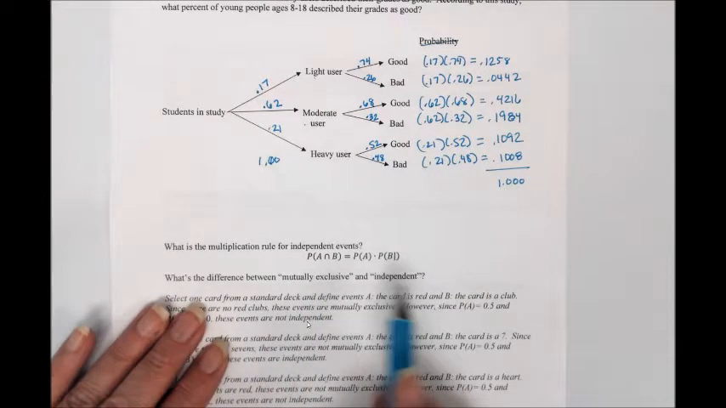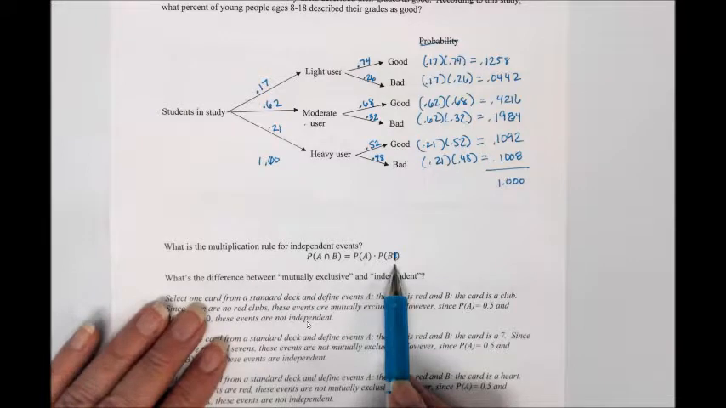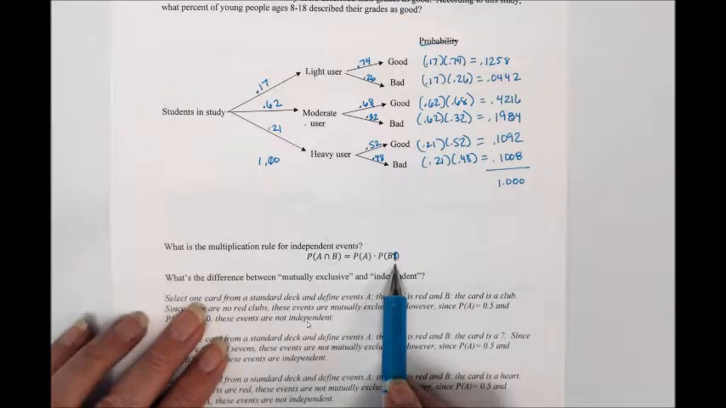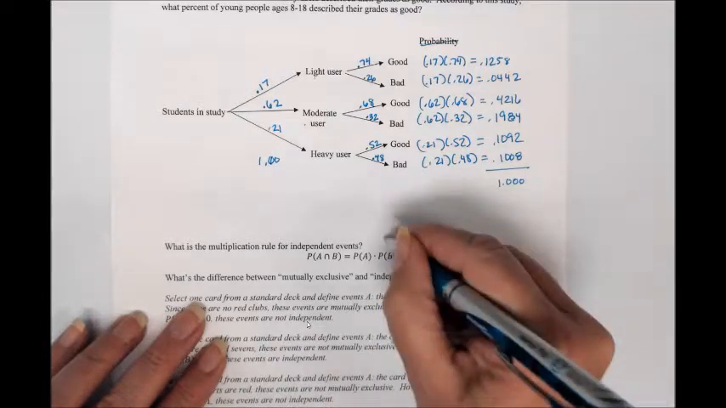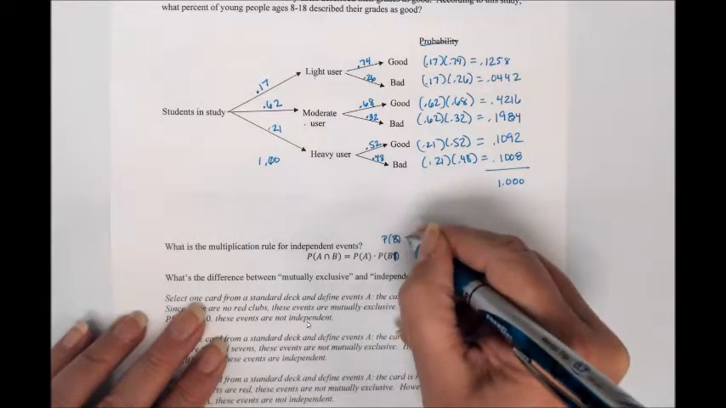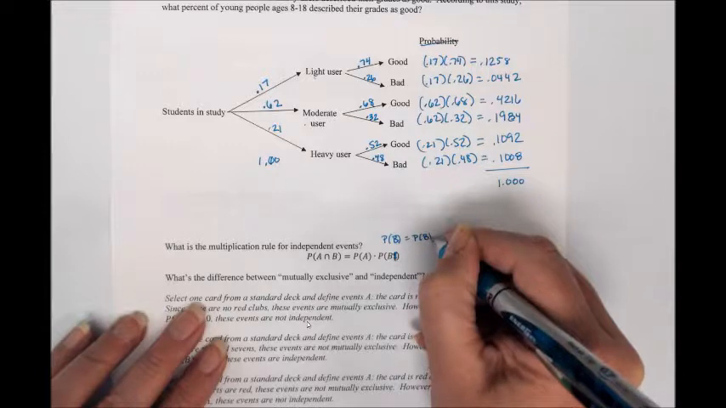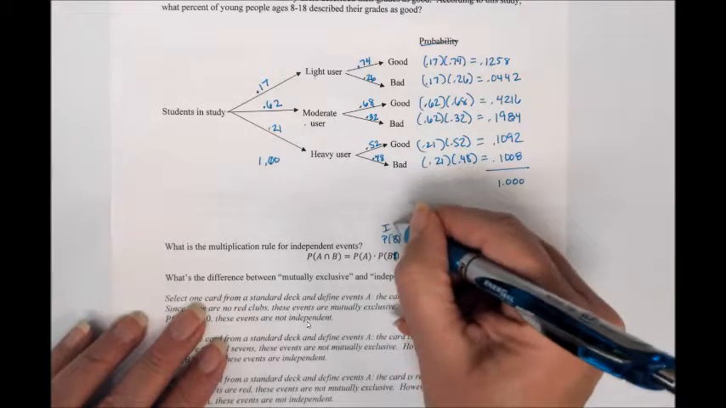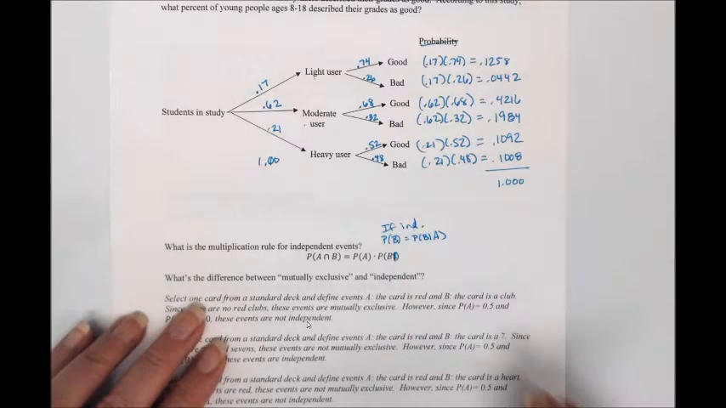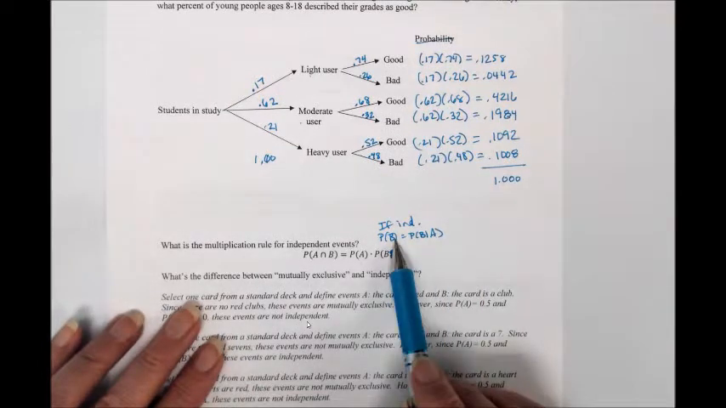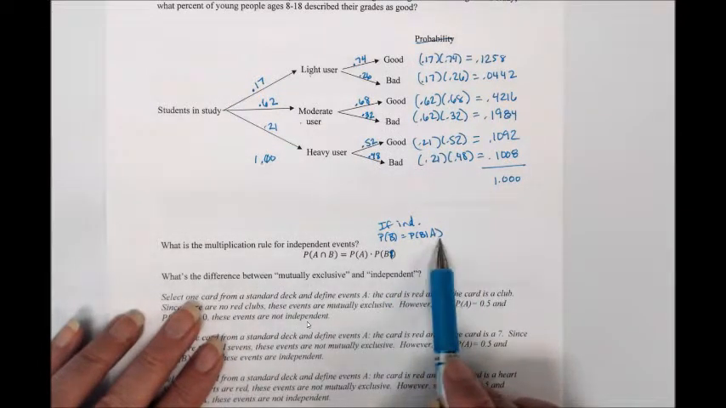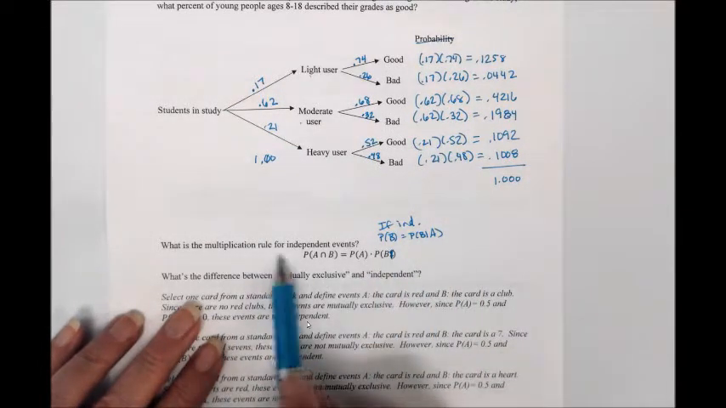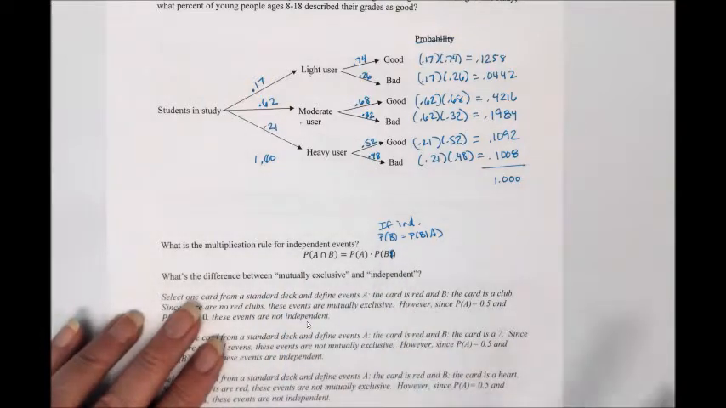So again, the multiplication rule for independent events, that little given shouldn't be there, is just the probability of A times the probability of B. Because again, if they are independent, then the probability of B would be equal to the probability of B given A. So if they are independent, I know that the probability of B is the same as the conditional probability that A has already occurred. So if they're independent, we just multiply them together.